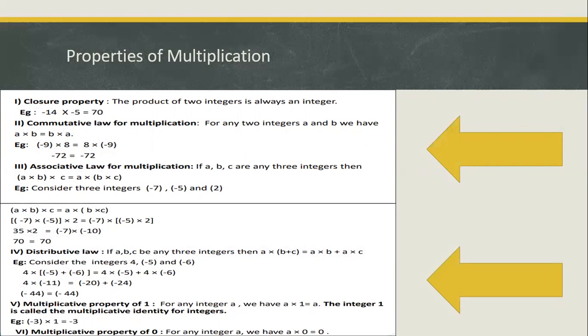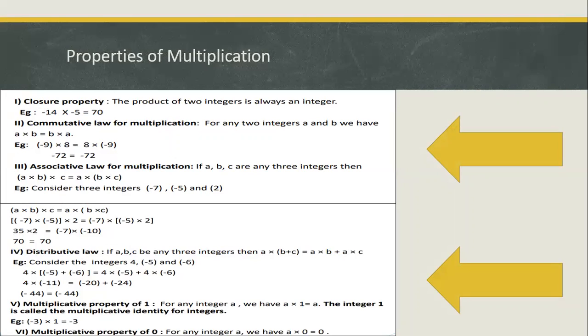Distributive law. If a, b, c are any three integers, then a × (b + c) = a × b + a × c. Consider the integers 4, -5 and -6. 4 × (-5 + -6) = 4 × -5 + 4 × -6. 4 × -11 = -20 + -24. -44 = -44.